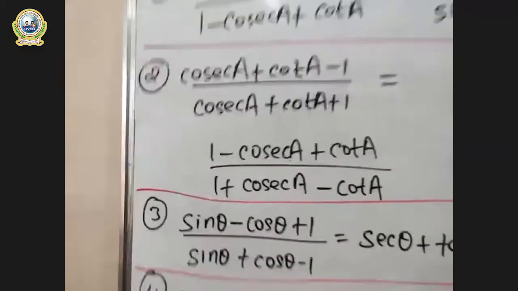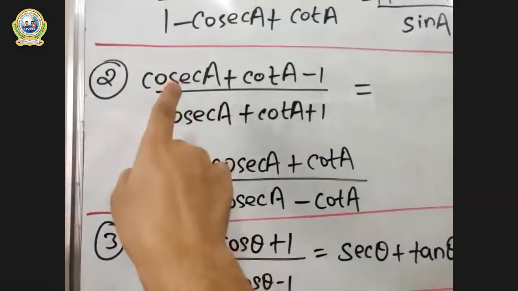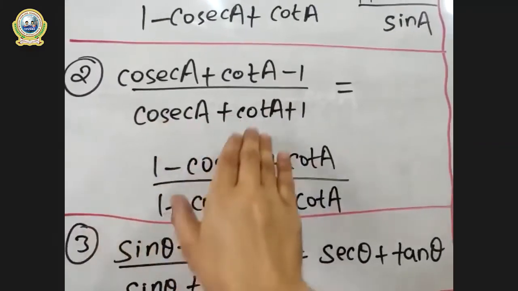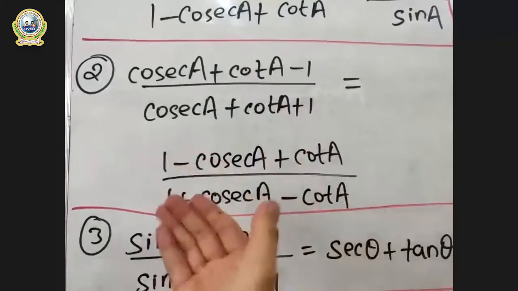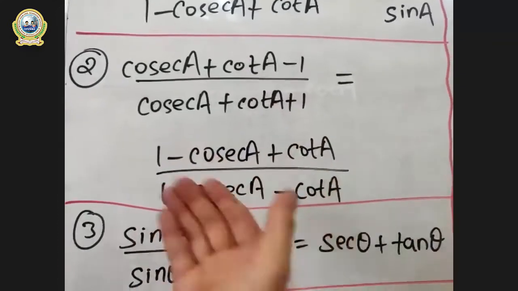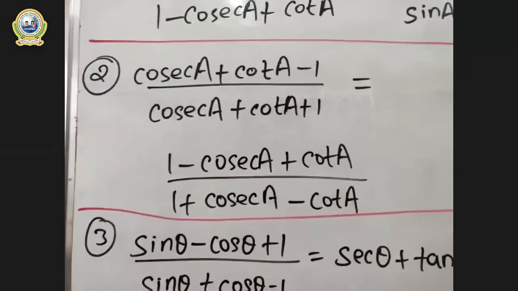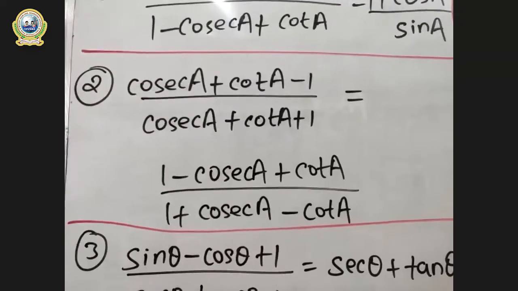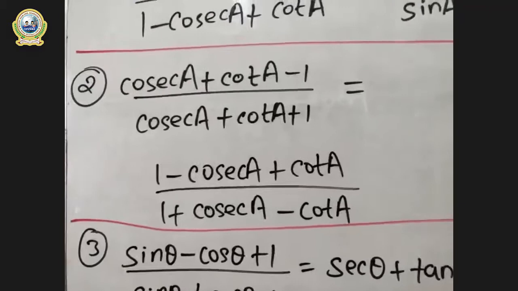Now copy the second question. It says cosec A plus cot A minus 1 upon cosec A plus cot A plus 1, and here is your equal to sign, and our RHS is 1 minus cosec A plus cot A, 1 plus cosec A minus cot A. Now this is our format A, right? Rule A. Because both the numerator and denominator of the RHS are complex.